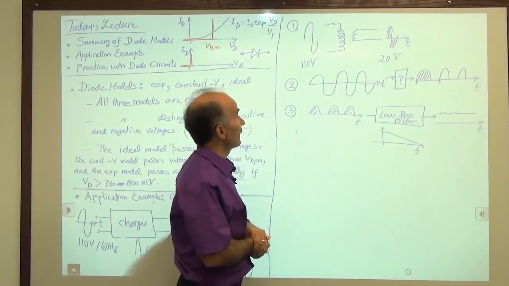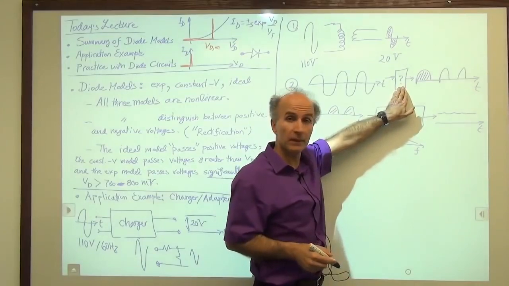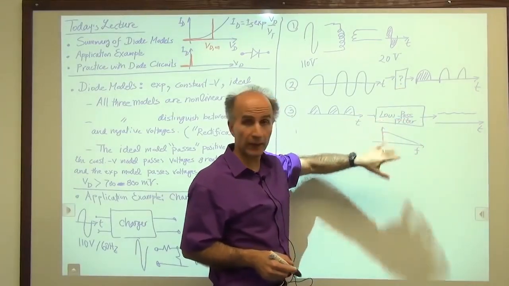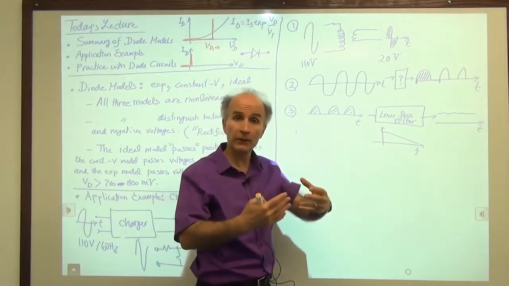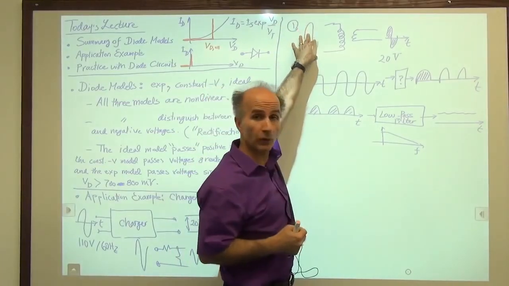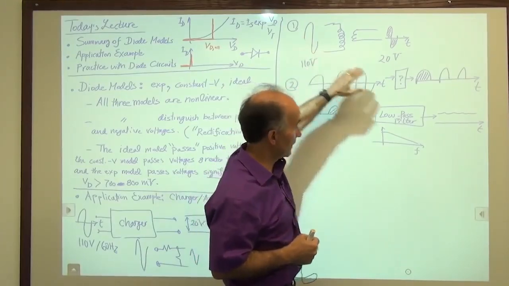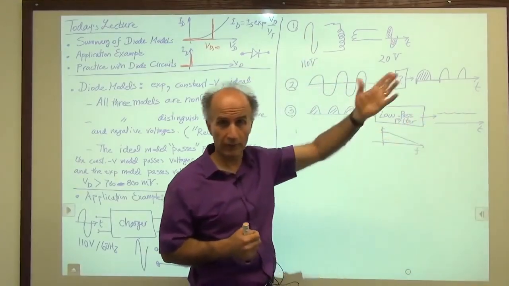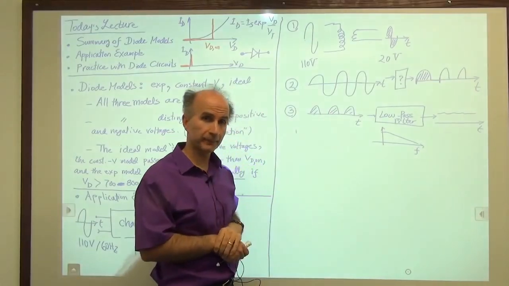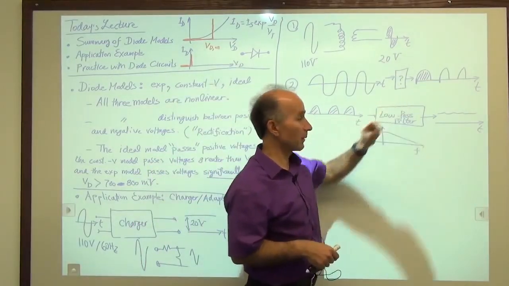So we see that if we have a transformer and a black box and a low-pass filter, we can construct a very simple rudimentary charger, which takes a 110 volt or 220 volt line voltage and gives us a DC of 20 volts or 5 volts or something like that. The only mystery at this point is what's inside this black box.